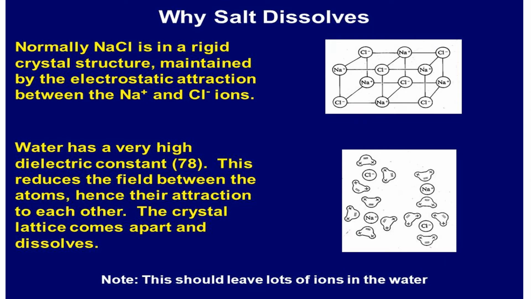Then why are salts dissolved more readily in water? Because sodium chloride or potassium chloride has a crystal lattice, and water has a high dielectric constant. This reduces the field between the atoms, hence the attraction to each other is cancelled or lessened, and the crystal lattice comes apart and dissolves. So the sodium and chloride, their mutual attraction is released and they become sodium ion and chloride ion.